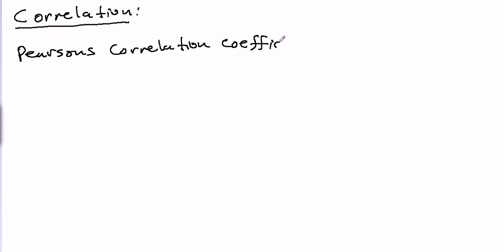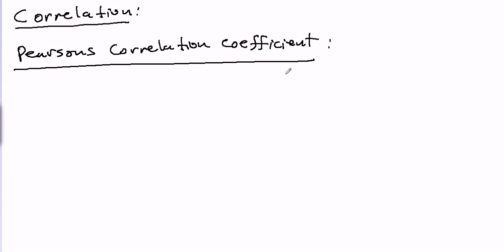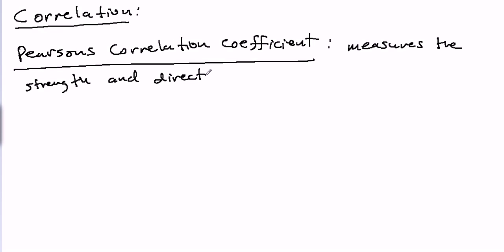Okay, and specifically, we're going to be talking about the Pearson's correlation coefficient. This is going to be our measurement that we're going to focus on. Okay, and what the Pearson's correlation coefficient tells us is it measures the strength and direction of relationship.